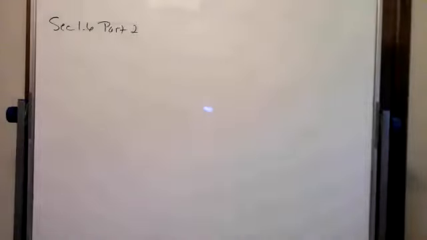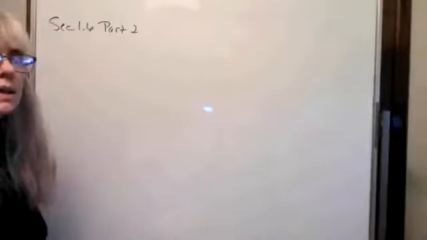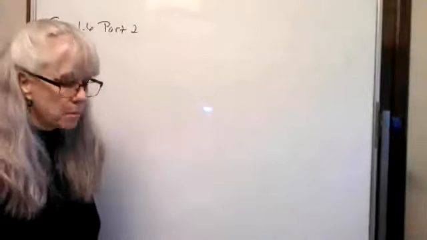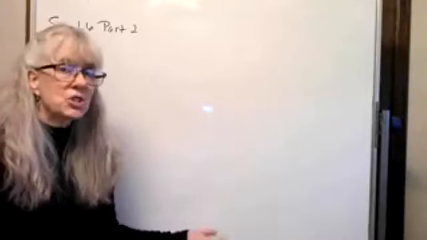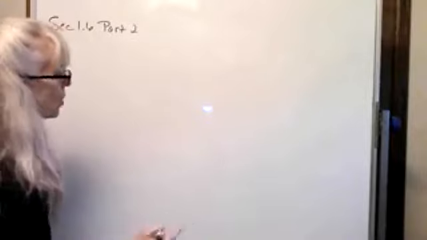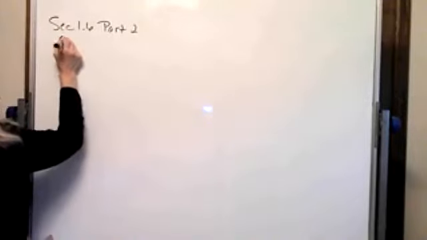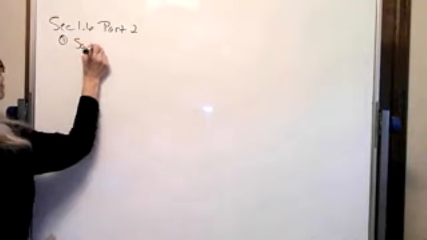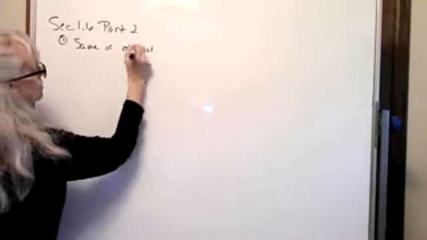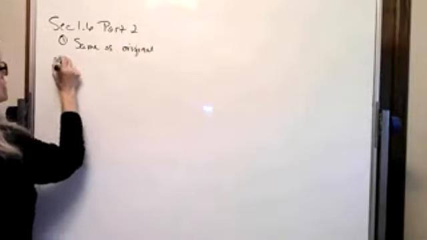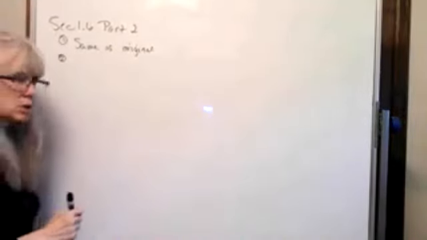In section 1.6 part 2, we'll be solving inequalities with absolute values in them. So how does the process change if you have an inequality? Well, it doesn't change too much. You just need to remember equation 1 is identical, same as original. You're just dropping those bars. Okay, so the process is the same. It's that second statement that's going to change a little bit.